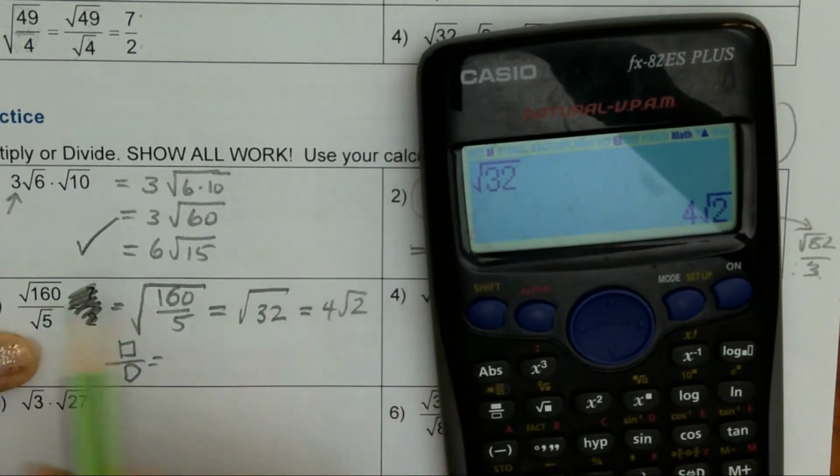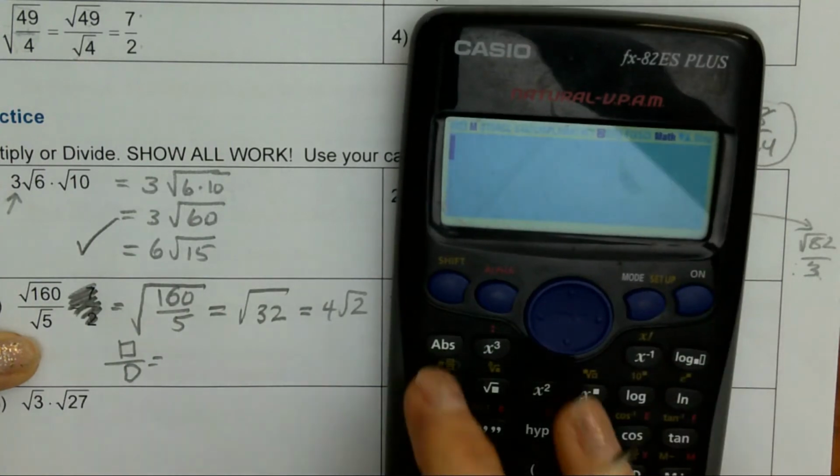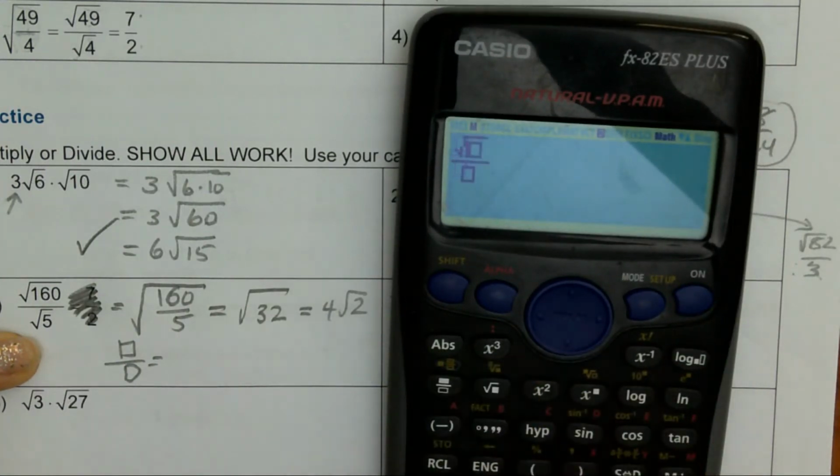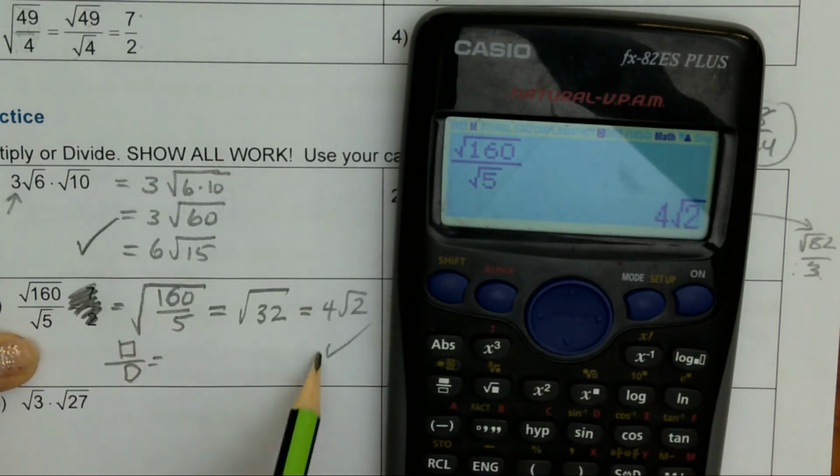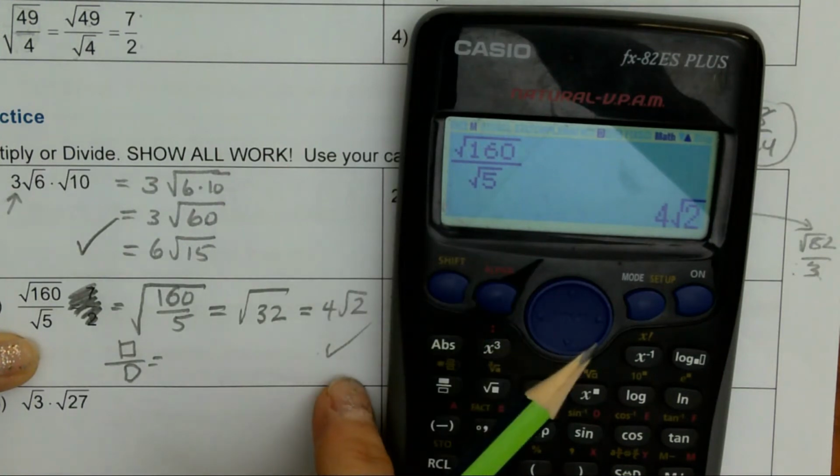And let's check our answers to see if we're correct. So root 160 over root 5. Yes. Put a check mark if you checked it with the calculator.